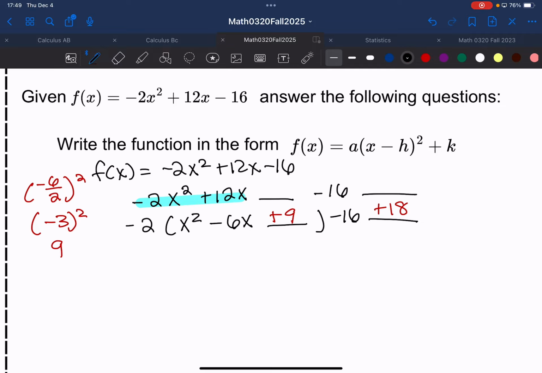So then from here, I can write this in my vertex form. This is going to be -2, and then x, what's going to be in the blank here to make my perfect square? Remember, it's always the number that I square when finding my n value. -3. So it's always this value. We named it star. So this is x minus 3 squared, and then I combine my like terms on the other side. -16 and positive 18 is plus 2.